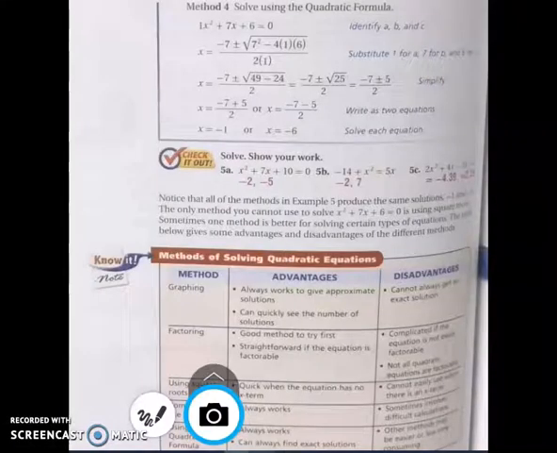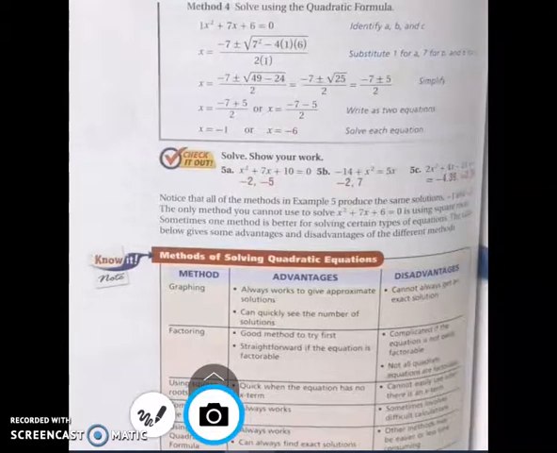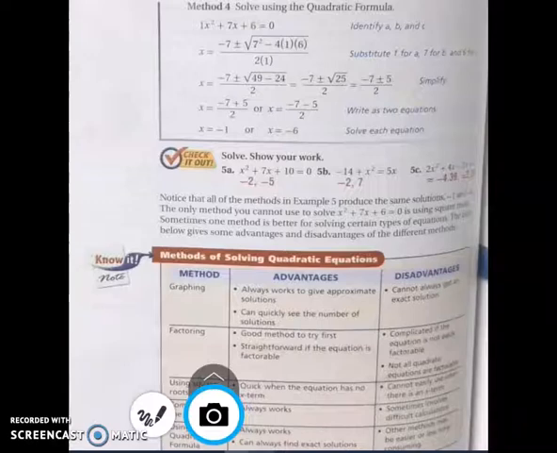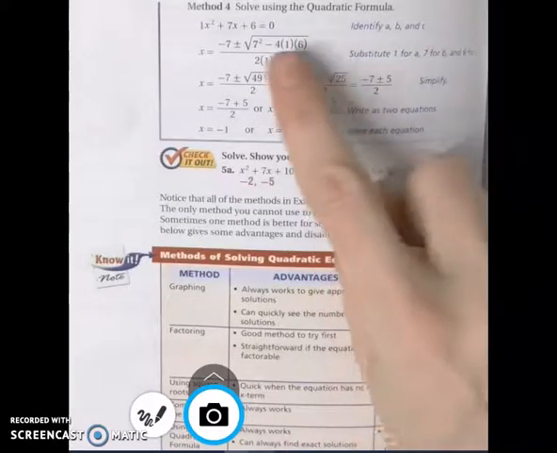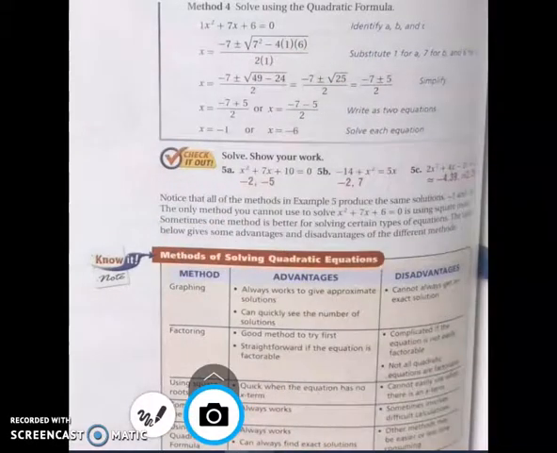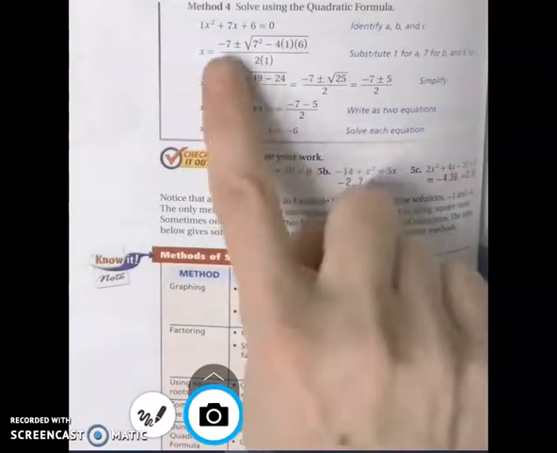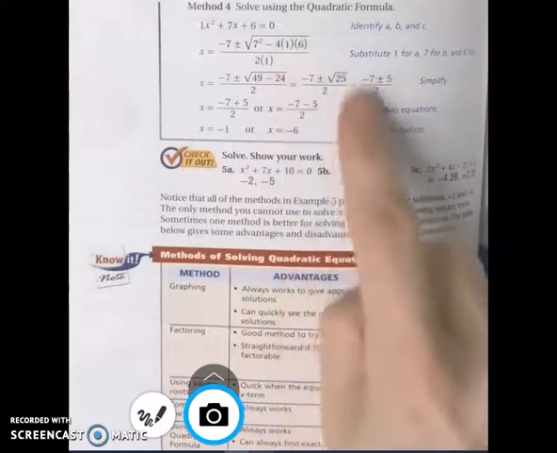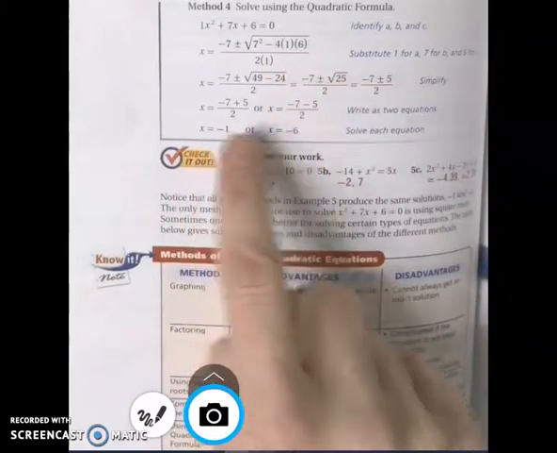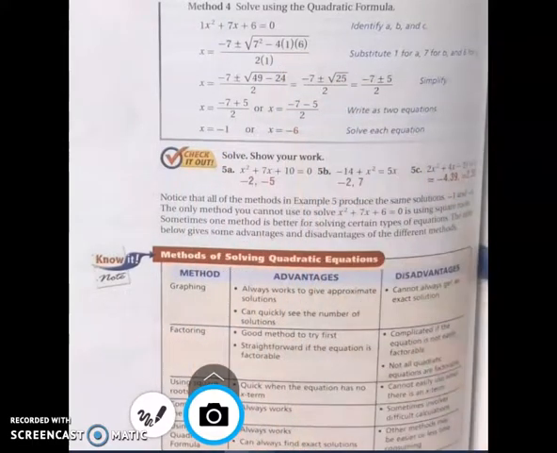Then on page 656, it shows method 4. This is the one I use every time, you guys. Solve using the quadratic formula, okay? Again, this method works every time, but sometimes you do need to use completing the square or factoring, depending on what it is you're solving for. So method 4 says use the quadratic formula. We identify a, b, and c, we set up the quadratic formula here, and we plug in and solve. And when we do that, we get x equals -1 or x equals -6.